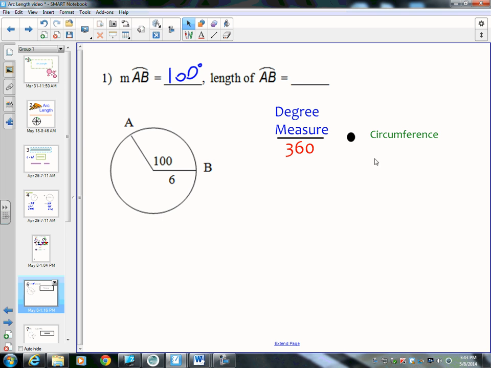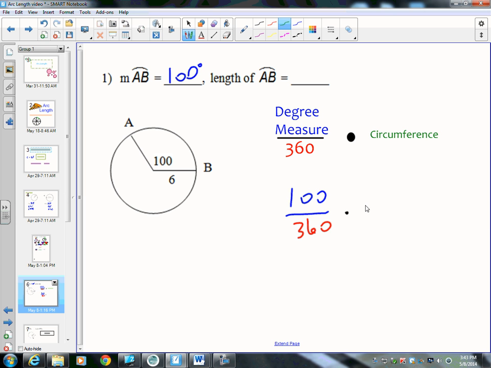Okay. The length, remember, we have an equation. So I'm going to click right here. The formula pops up. So degree measure divided by 360 times the circumference, and this is the formula we're going to use. So again, the measure of our arc is 100 degrees. Divide by 360. We're going to multiply by our circumference.